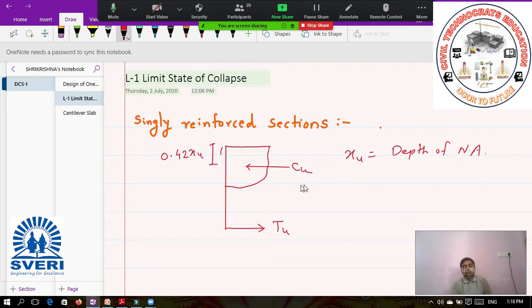The Cu is the compressive force, Tu is the tensile force, and the distance between these two forces is called the lever arm, Z. So in the singly and doubly reinforced sections, we are using these to calculate and to analyze the sections.